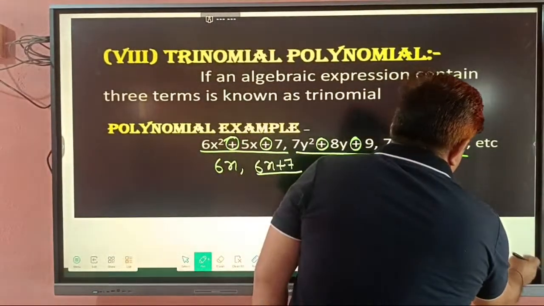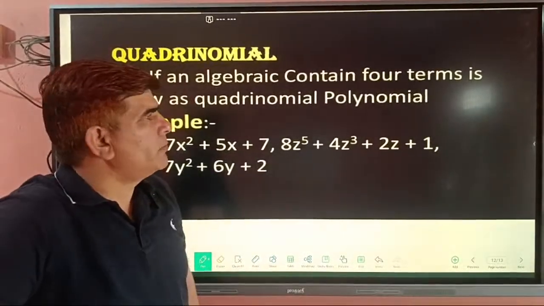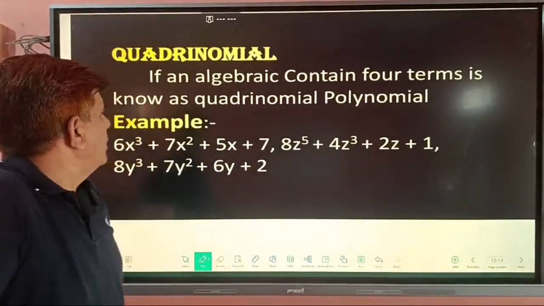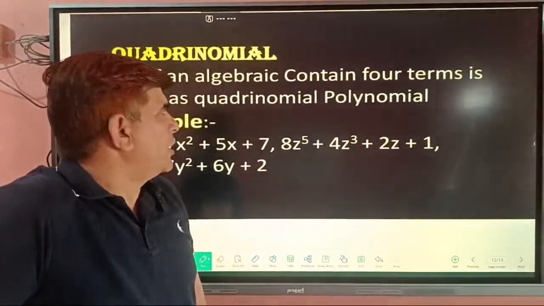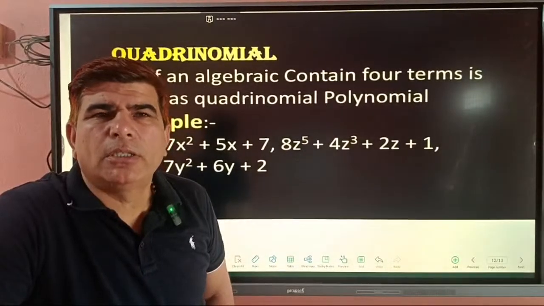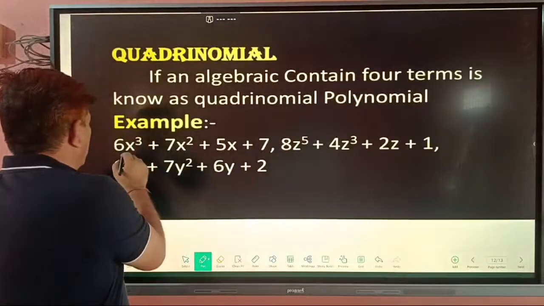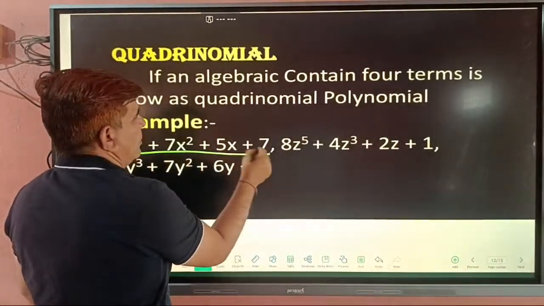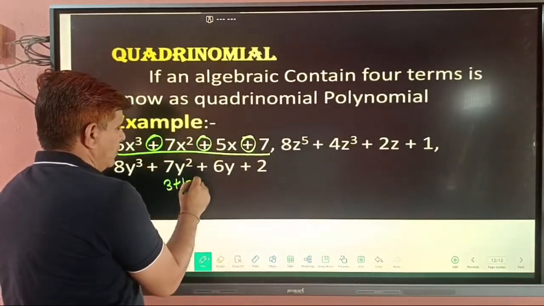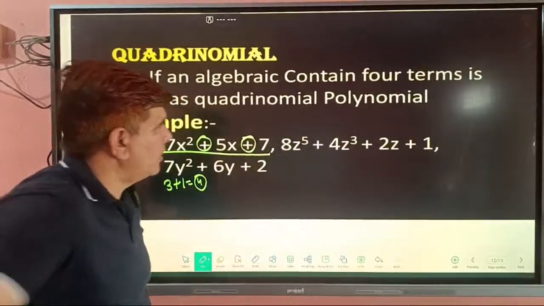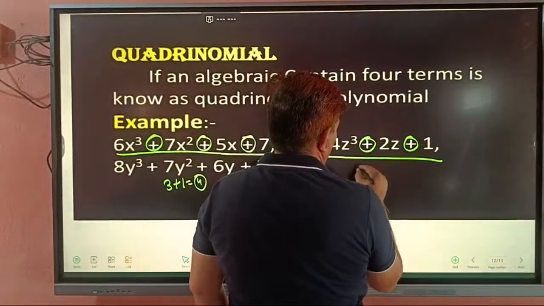Trinomial also understood. And if it contains how many? Four terms. Then that algebraic expression is known as quadrinomial. Understood? Example: this is an example. 1, 2, 3, 3 plus 1, it means 4 terms. This one also you can take, 1, 2, 3, so 3 plus 1.